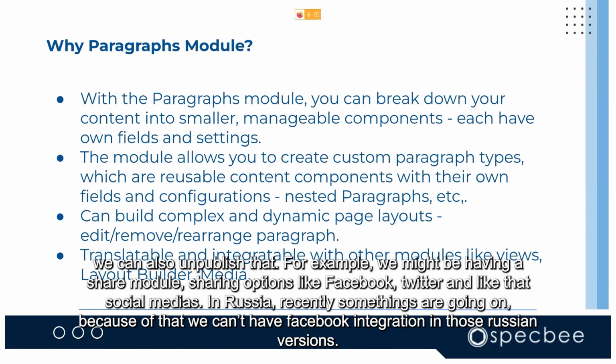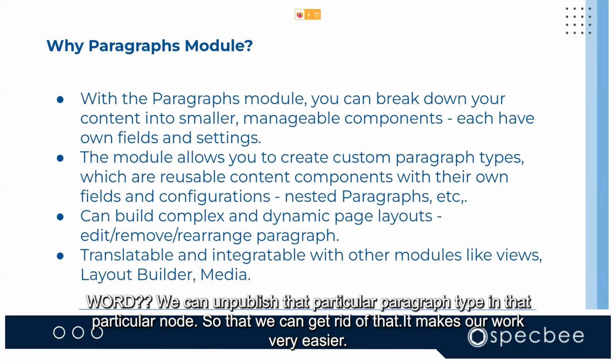For example, we might have a share module with sharing options like Facebook and Twitter, so social media. In Russia, we recently have some things going on, because of which we can't have the Facebook integrations in those Russian version pages. So we can unpublish that particular paragraph type in that particular node and get rid of it. So it makes the workflow very easy.